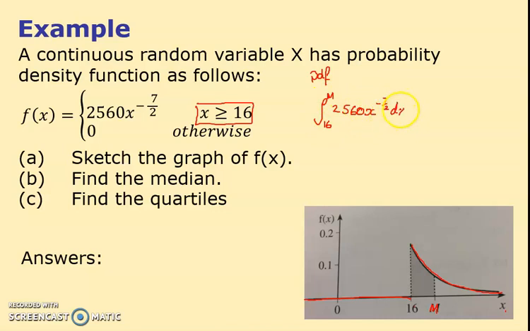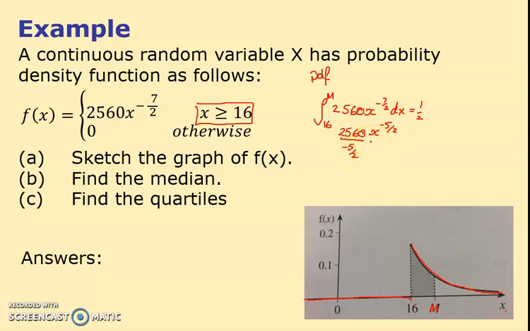dx, and that equals a half. So okay, let's do that. And now I've got to add a power, so I reckon I get 2560 x to the minus 7 over 2, so I reckon it's x to the minus 5 over 2. So I've then got to divide by minus 5 over 2.